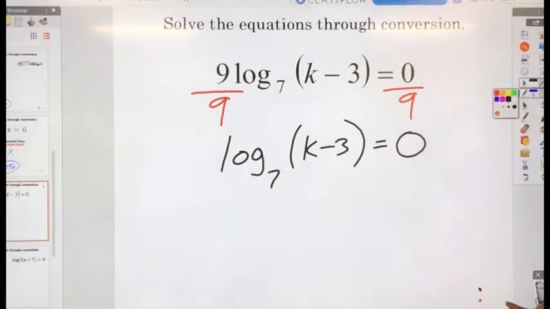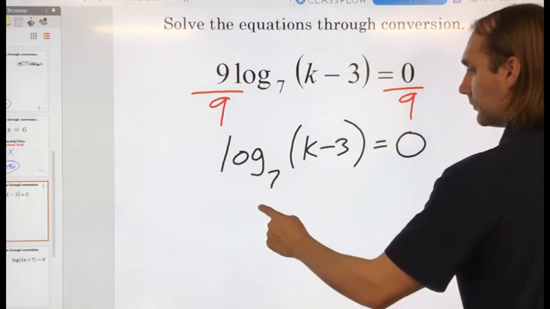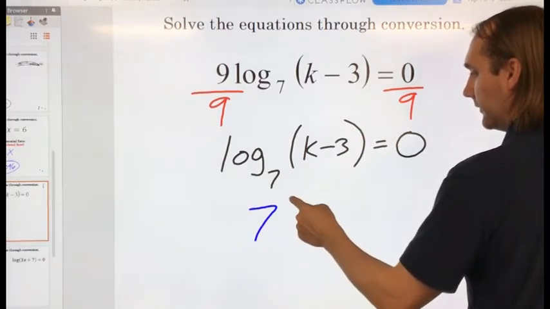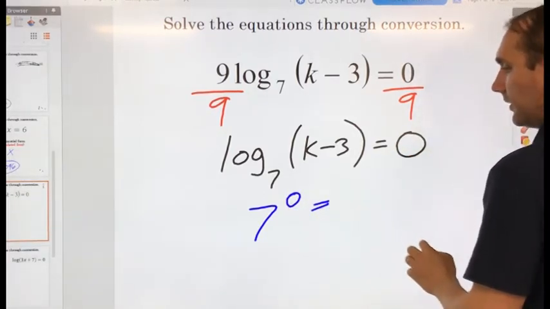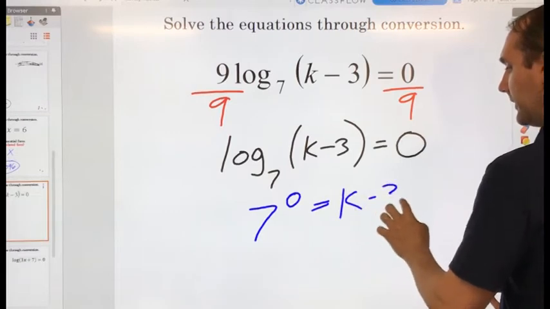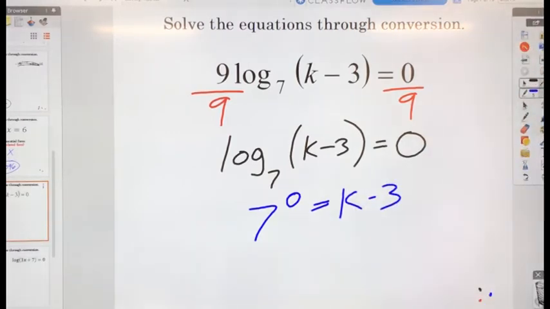So what's going to be my base? 7 raised to the power of 0. This is your power. And that equals k minus 3. Okay, looks like a pretty easy linear equation to solve. So let's go ahead and do it.